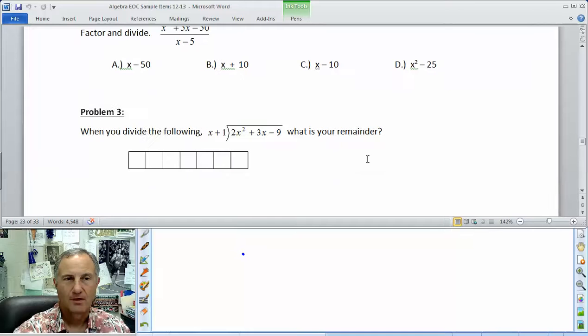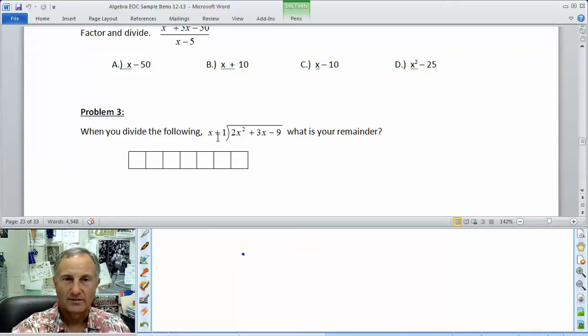Moving right along. Problem 3. When you divide the following, x plus 1 divided into 2x squared plus 3x minus 9, what is your remainder? Okay? 2 different ways of doing this. When this is x plus or minus a number, we can use synthetic. If it was anything with the x, or if it was 1 term or 3 terms, we'd have to do long division. But when it's x plus or minus a number, we can do synthetic.